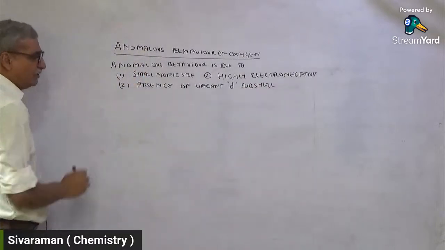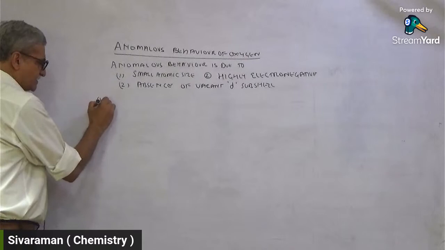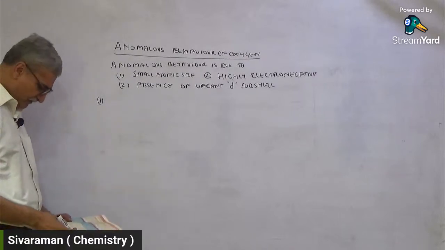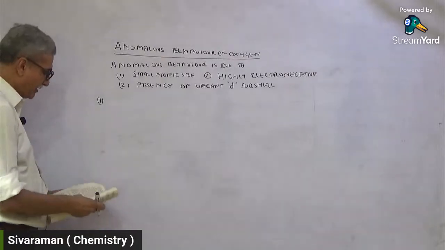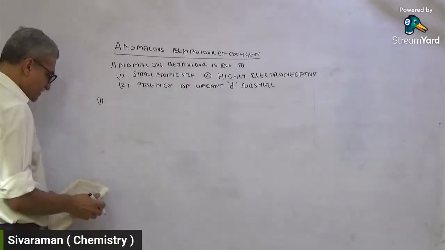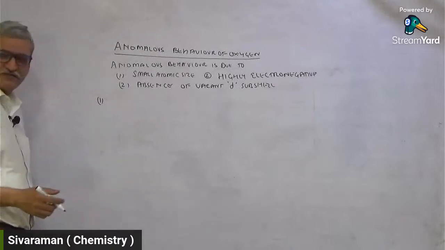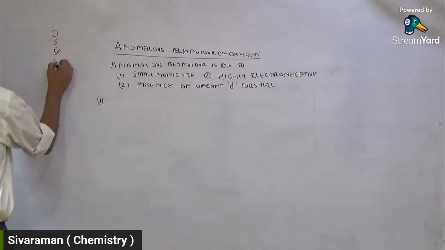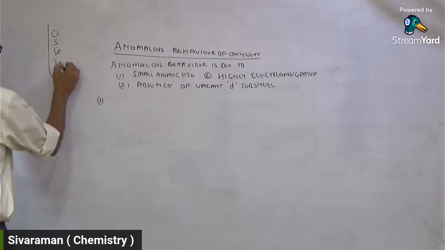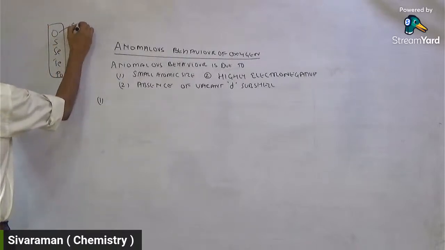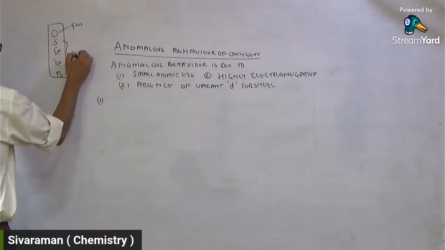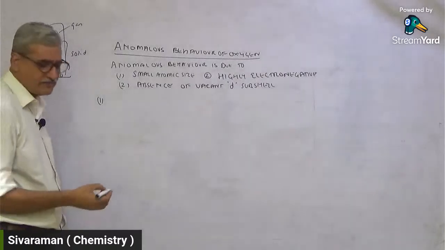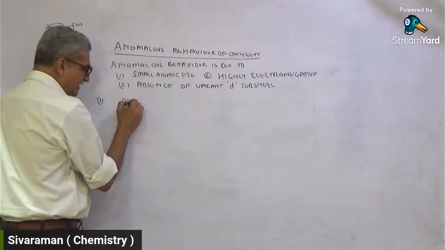So what are the anomalous behaviors? I may discuss all the points, but from the exam point of view, there are only 2 points that we have to remember. What is the first thing? You have oxygen, sulfur, selenium, tellurium, polonium. I'll write it down so reference becomes easy. Oxygen is a gas. All other members are solid. So this is the first anomalous behavior, that oxygen is a gas.